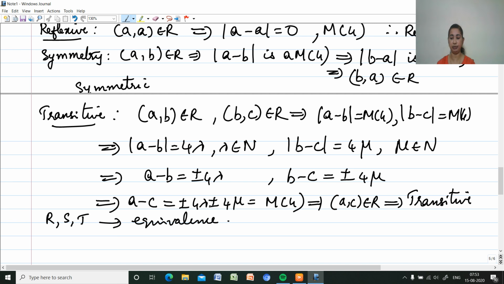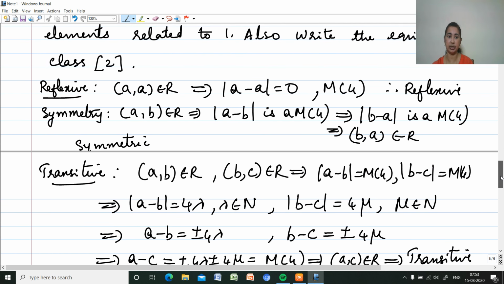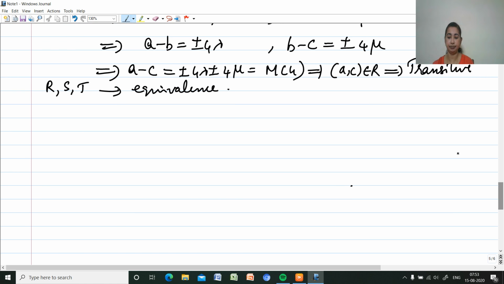Second part is we have to find out the equivalence class. Before that, the question here is to find the set of all elements related to 1. That also we have to find. So how to find all elements related to 1? Let x be an element of A. So (x, 1) is an element of R.